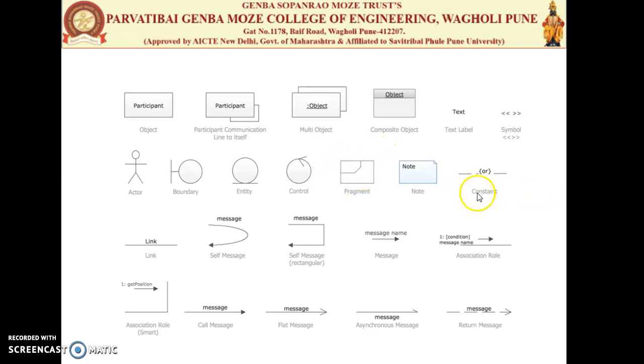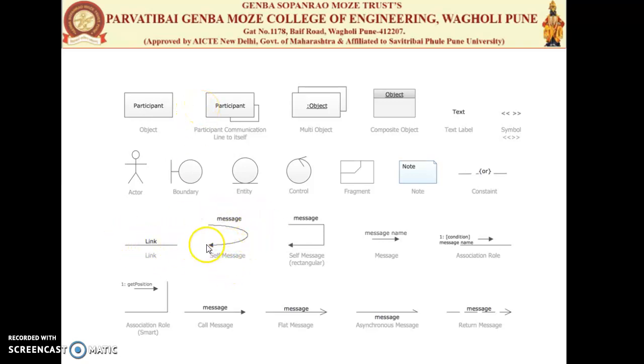Then there are constraints with a dotted line and curly braces. If there are some constraints or conditions to be displayed, you can write them in curly braces. Then a simple link from one object to another. Objects can be connected by links. Different objects can be connected by a single link. So between two objects we can just draw a single link.